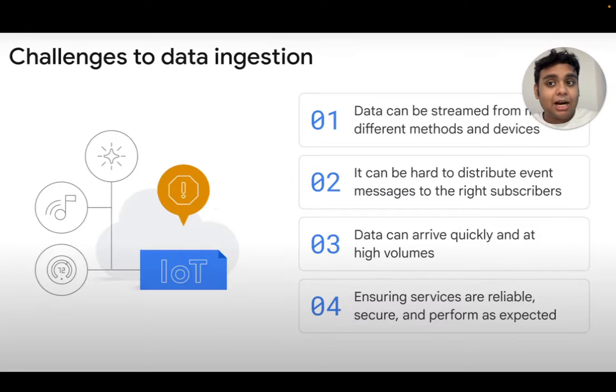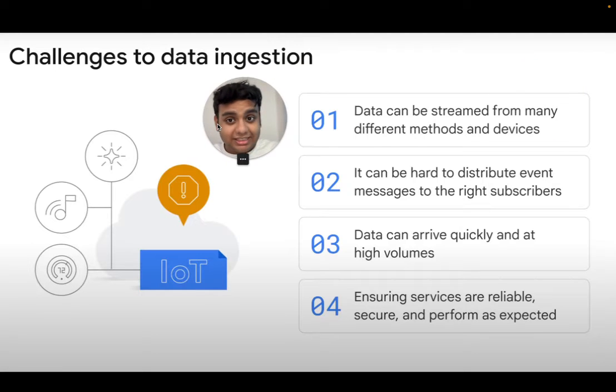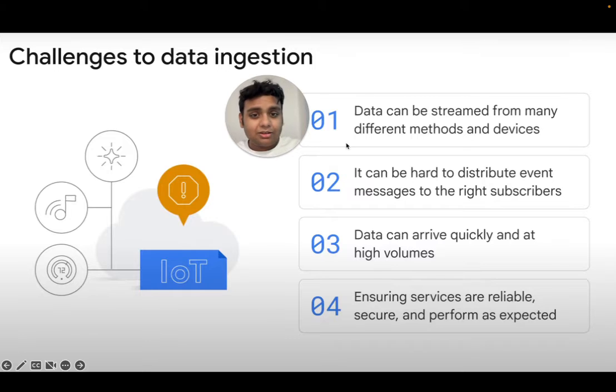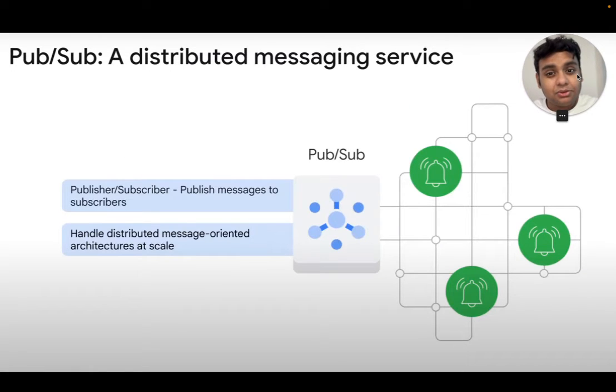Now, if they are doing that, how can they not make mistakes while doing it? So these are the challenges. The data can be streamed from many different methods and devices. It is hard to distribute event messages to the right subscribers. How do we know that it's going to the right subscriber only? My driver's location is coming only to me and not the other way around. And data can arrive quickly and at high volumes, obviously, and it ensures services are reliable, secure, and perform as expected. Well, obviously, you want something like that from every service that you use.